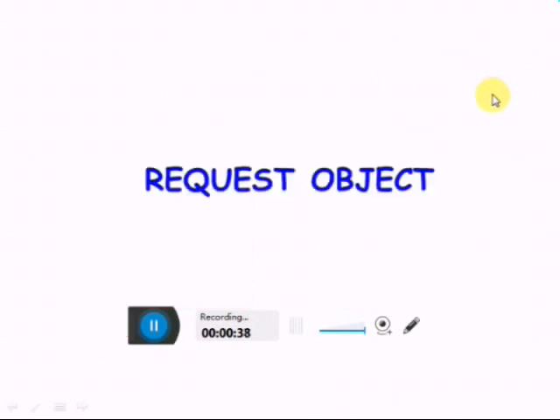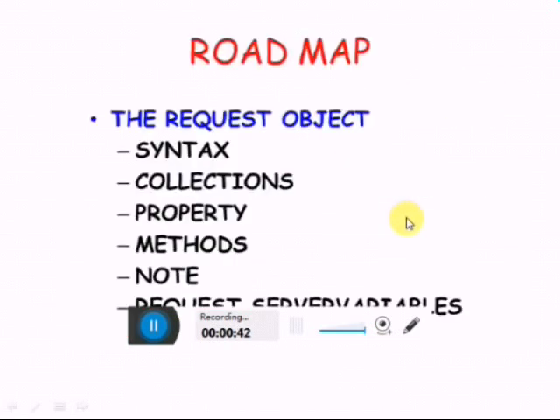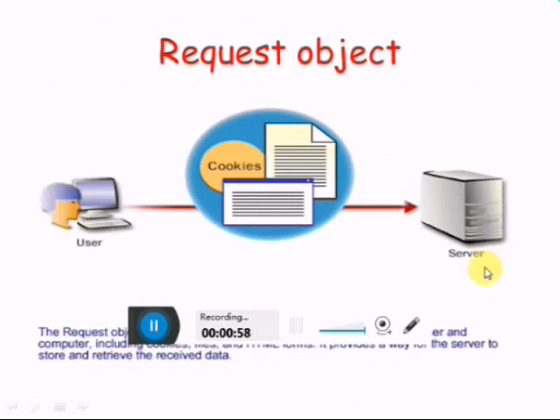So now we are going to see briefly about the first one, that is the request object. The roadmap for the request object: syntax, collections, properties, methods, a few notes to be followed, and request server variables. Now see this diagram, how the request object functions.